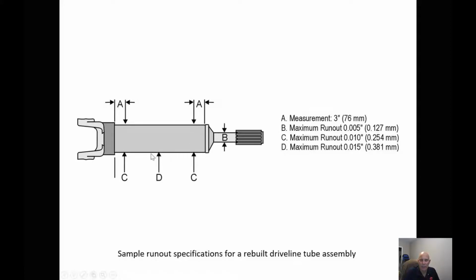So in D, which is the center, we're allowed to have a maximum of 15 thou of total indicated runout. C, we're allowed to have 10 thou total indicated runout. And B, we're allowed to have 5 thou. Now this is where the slip yoke is; as it wears, this number is going to change.